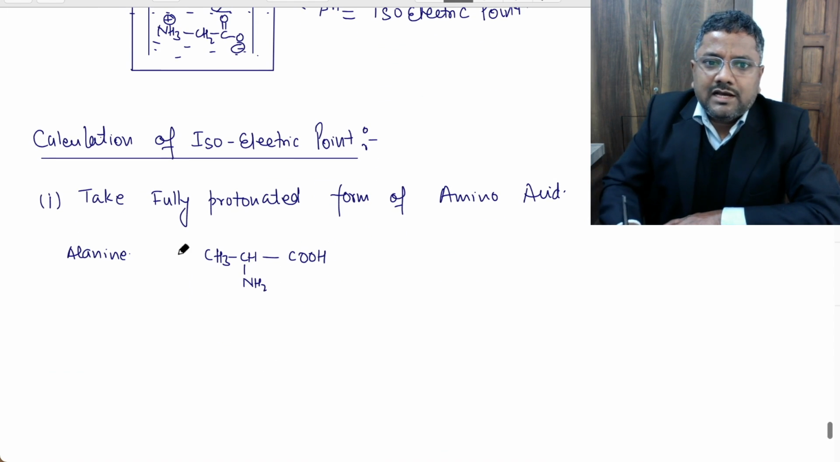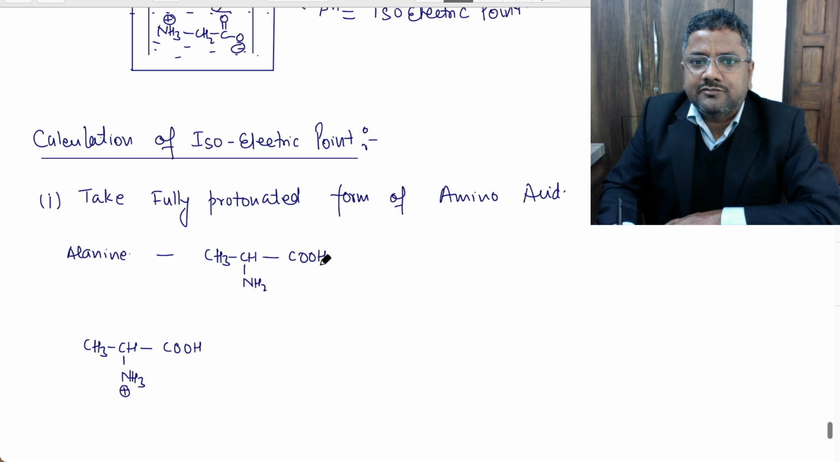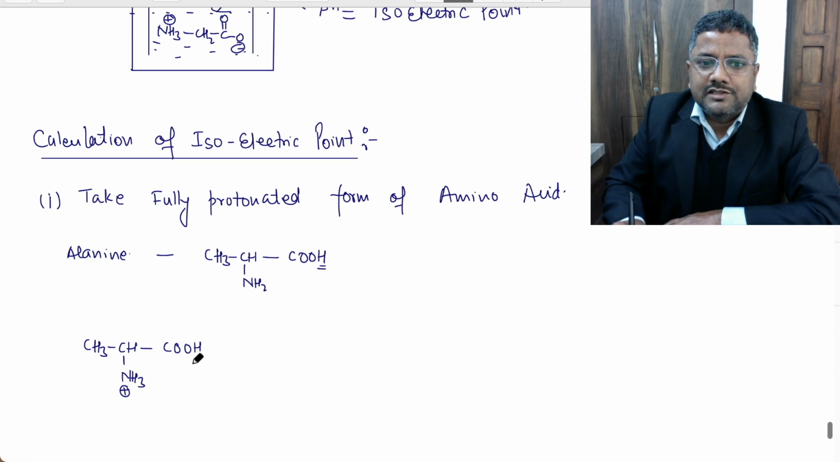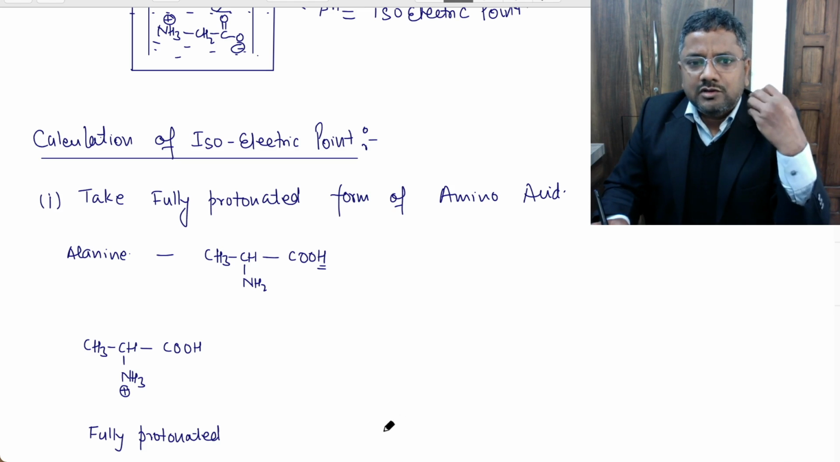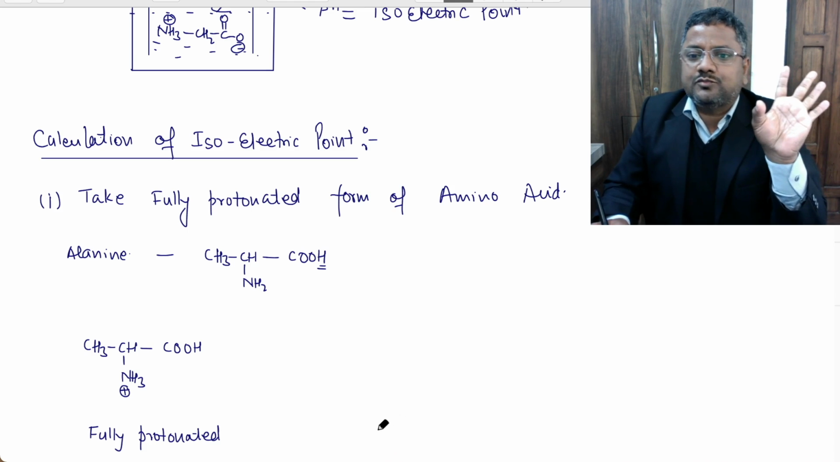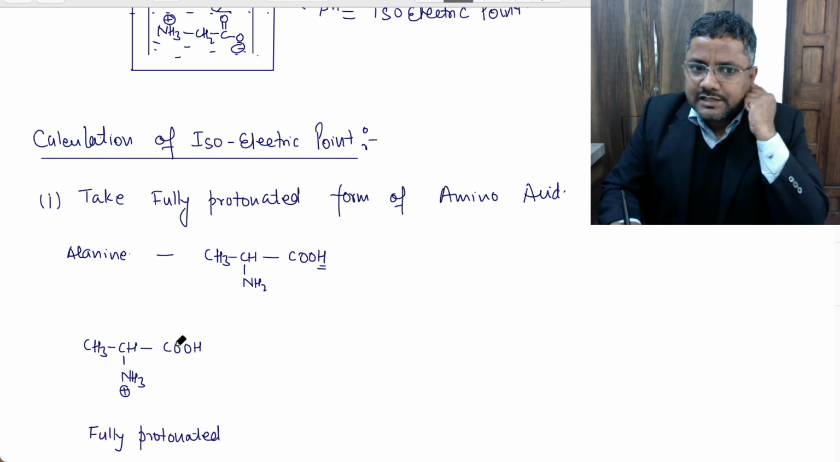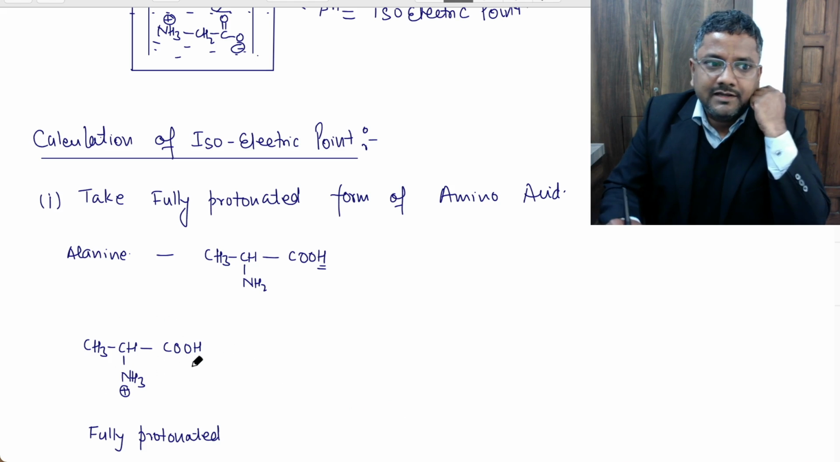This is the formula, and its fully protonated form is this: CH3CH NH3 plus COOH. See, one proton is here and one proton is here. So this is the fully protonated form. Suppose that you have an amino acid in which two NH2 groups are there, so you have to take all the NH2 groups in the protonated form. So this is the fully protonated form of alanine, right?